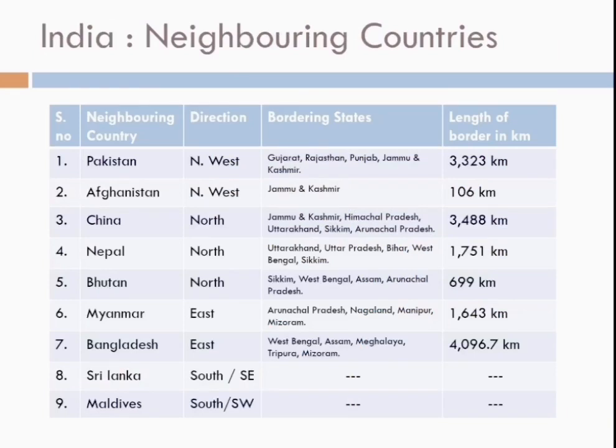Thus, if we are talking about the neighboring countries, we have 9 major neighboring countries of India. Starting from the northwest, we have Pakistan and Afghanistan. In the northern part of India, we have China, Nepal, Bhutan. In the east, we have Myanmar and Bangladesh, while of the island neighboring countries in the south, we have Sri Lanka in the southeast and Maldives in the southwest. Thus, we will be able to remember all the 9 neighboring countries with the help of this small activity.